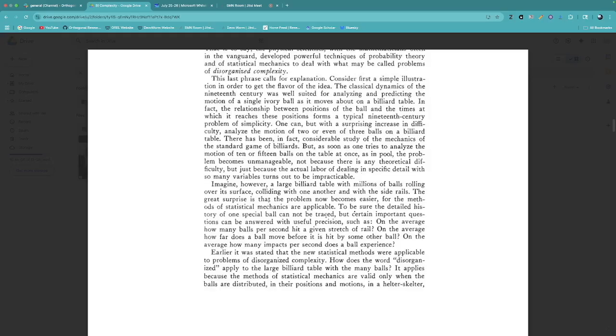To be sure, the detailed history of one special ball cannot be traced, but certain important questions can be answered with useful prediction. So some of those questions are, on the average, how many balls per second hit a given stretch of rail? Or, on the average, how far does a ball move before it's hit by some other ball? Or, on the average, how many impacts per second does a ball experience? So again, notice that there are 3 words at the beginning of each of those questions: on the average.